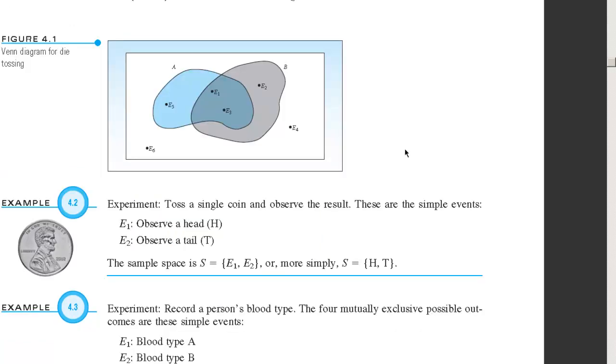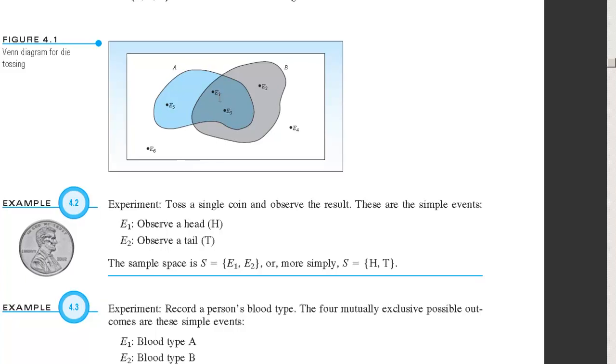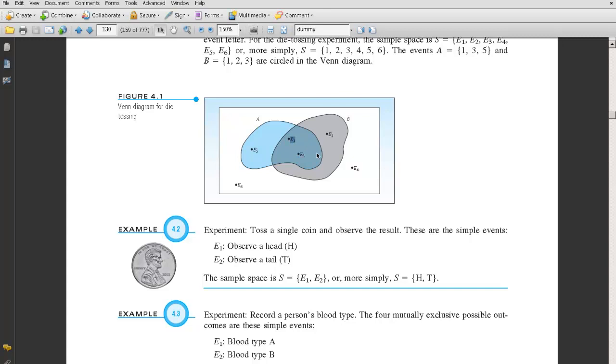So they made a kind of a Venn diagram here, and we said that when we toss a die, you can get event 1 was getting a 1, event 2 denotes getting a 2, event 3 denotes getting a 3, and so on. So these are all the simple events, and there are 6 of them. This A is not, it's just the name of this set. B is the name of the set. Those are not simple events. These are the simple events with the dots.